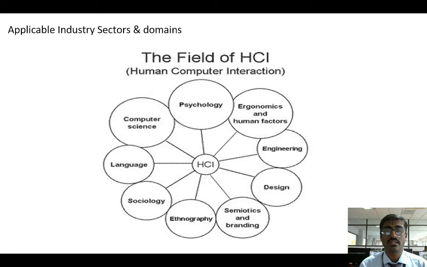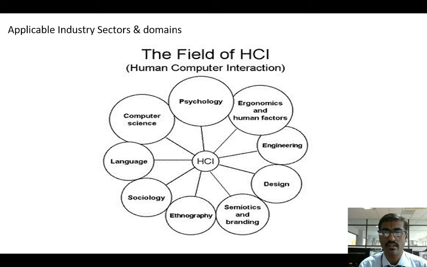Applicable industry sectors: as you can see, almost everywhere, in almost all fields, HCI is applicable. May it be psychology, ergonomics and human factors, engineering, design, semiotics and branding, ethnography, sociology, language, computer science, everywhere HCI is used. But we don't generally focus on these concepts prominently as users, but as designers, yes, this is an integral part and one of the most important parts on which we need to focus.